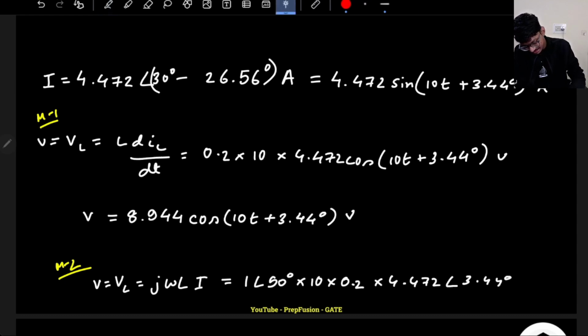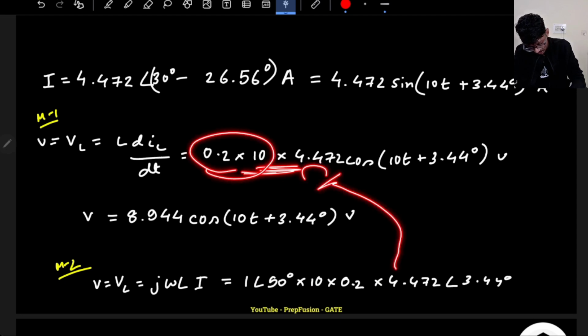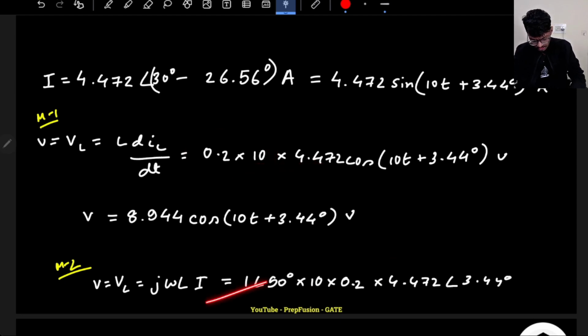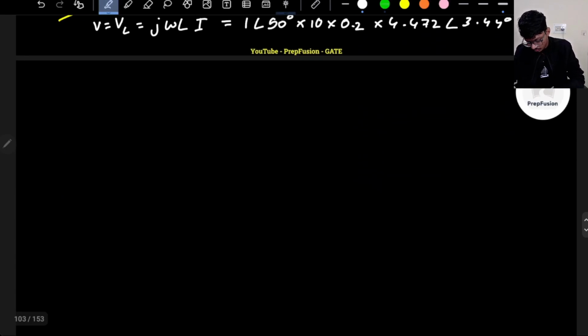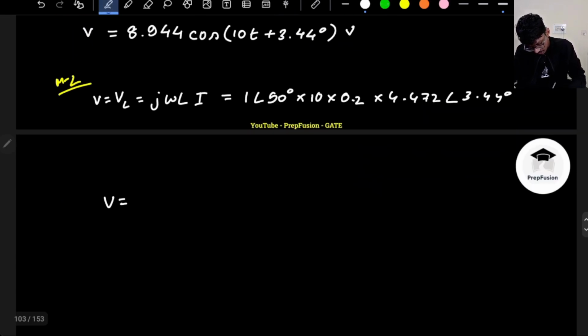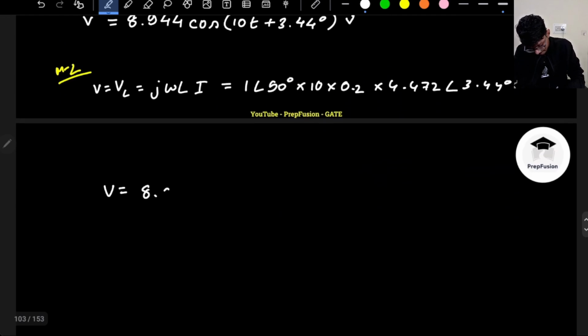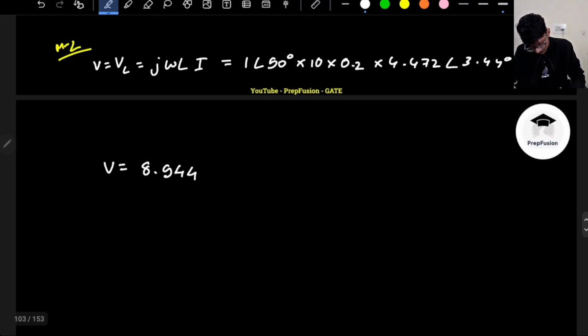Now is this the same as this one? Yes, because I'm adding 90, so sine will become cos. This 10 into 0.2 was already here, and this was already here. It's the same, there is no change. So ultimately your V from here as well will come out to be a magnitude of 8.944 and angle 93.44 degrees.